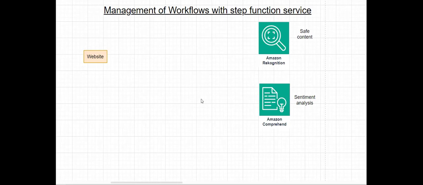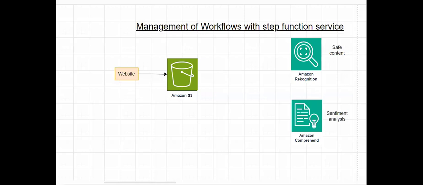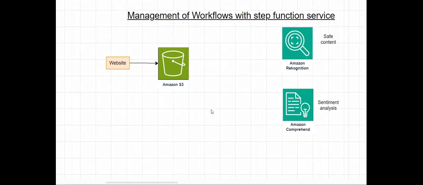Now, in order to perform these two things, first we need to save the content which we get from our website. So by using what service can we store our data? For that we are using an S3 bucket. For storing I am using S3. In this S3 bucket, I'll store my content, whether it may be an image or text.